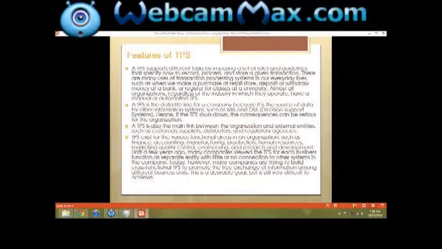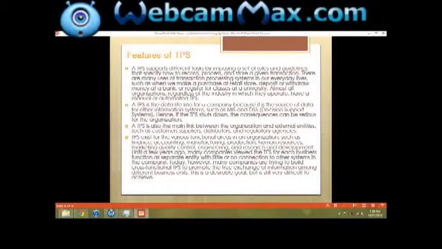So the features of a TPS. A TPS must support the business rules and the business processes which are present inside the company. There are so many users of transaction processing systems in our daily lives, such as when we make a purchase in the retail store, university, or withdraw money. So almost all organizations in the industry must have at least a TPS around.